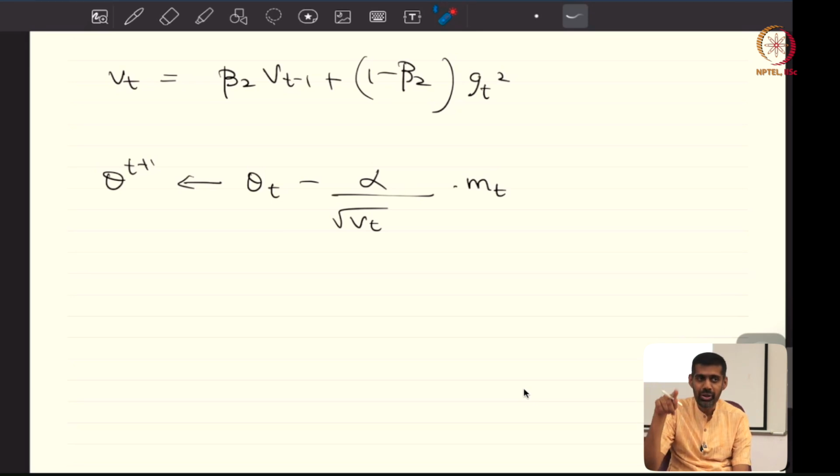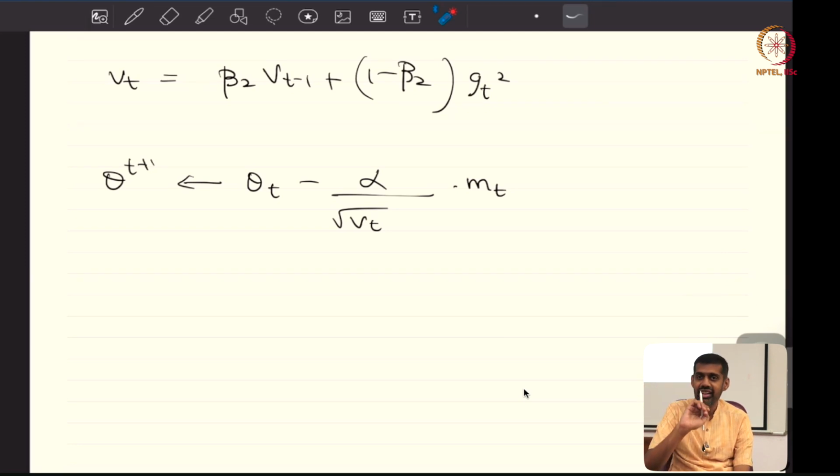Now, let's say that we are operating in a 1000 dimensional space. What is the size of the Hessian? Which is 10 raised to 6, a million. We are looking at a million eigenvalues.